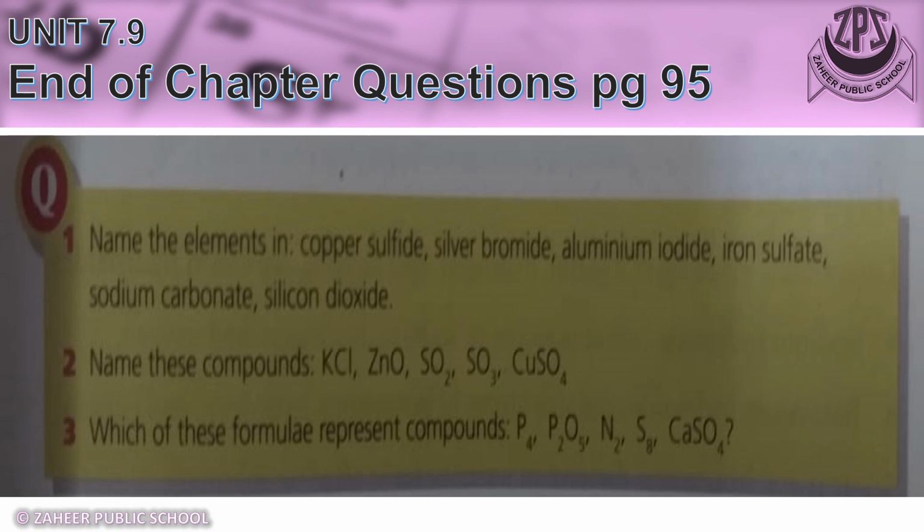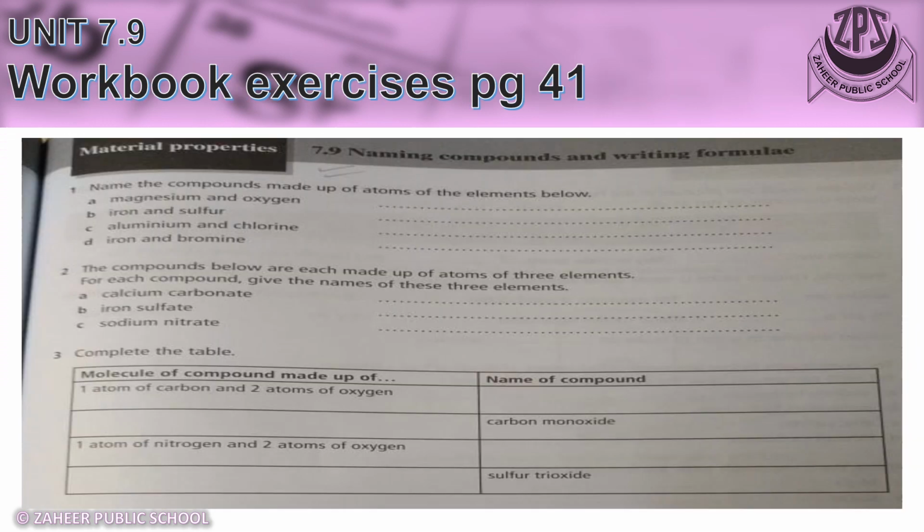And in the third question, there are the formulae of the compounds. So you have to write the number of atoms of each element present in the compound. Like in the first one, P4 means there are 4 atoms of phosphorus. Okay. And the exercise in your workbook activity is given on page number 41. In the first question, name the compounds made up of the atoms of the elements below. For the first part, magnesium and oxygen. When the elements magnesium and oxygen combine to form a compound, the name of the compound would be magnesium oxide. So you have to do the other parts like this.